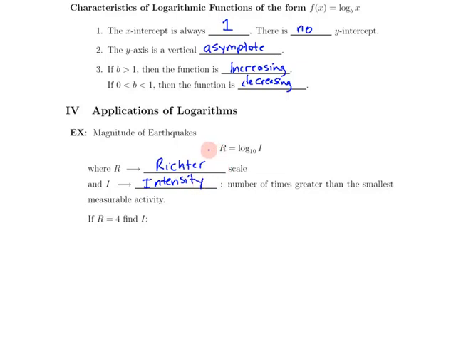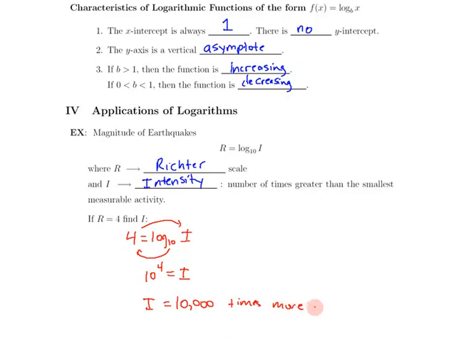We're going to think of it in the following way, that it's the number of times greater than the smallest measurable activity. Okay, so if R, say, is 4, can we find I? In this formula, that would mean 4 is equal to the log base 10 of I. So 10 raised to the 4 is equal to I gives me that value. Just convert to exponential form to find the answer. I would then be 10,000 times more intense than the smallest measurable activity.